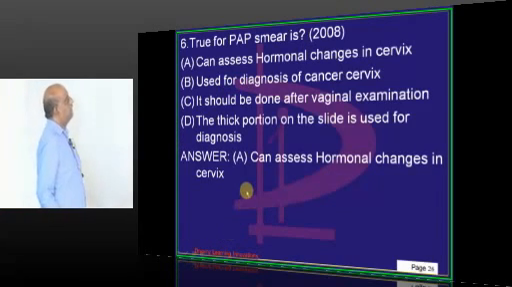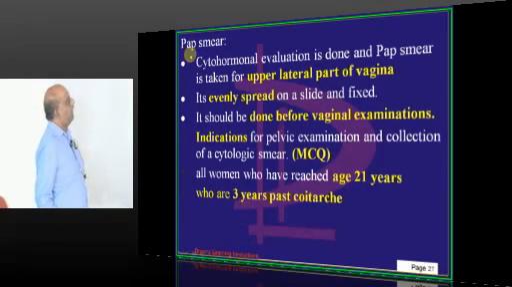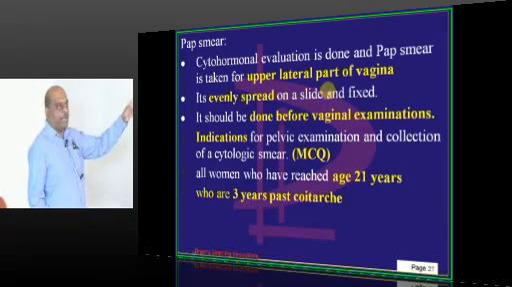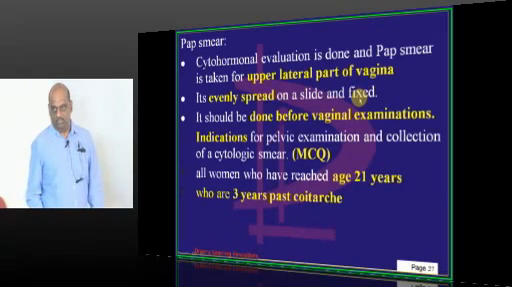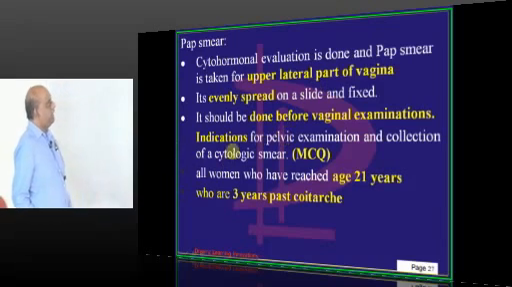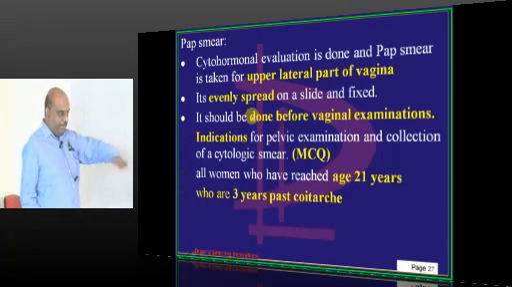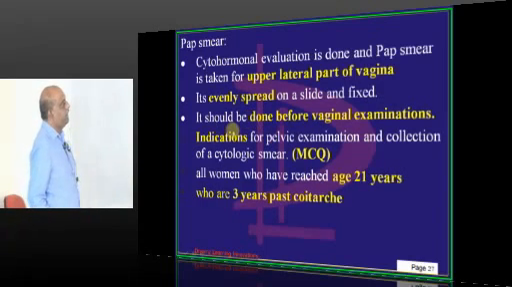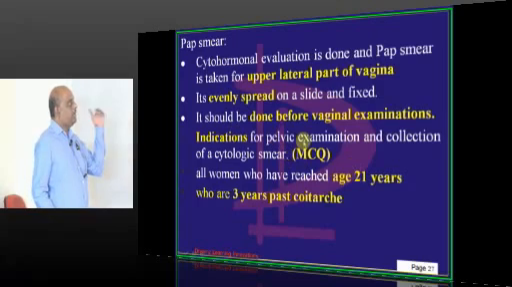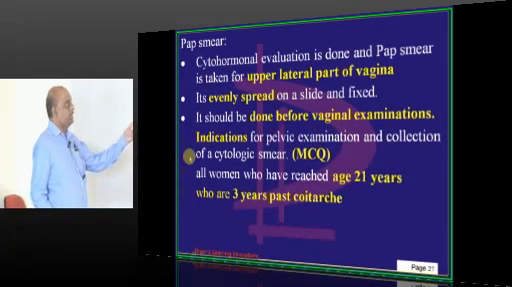The upper lateral part of the vagina is the classical location. Whenever you do the Pap smear, you will evenly spread it on the slide and then you will fix it. And it should be done before vaginal examination.